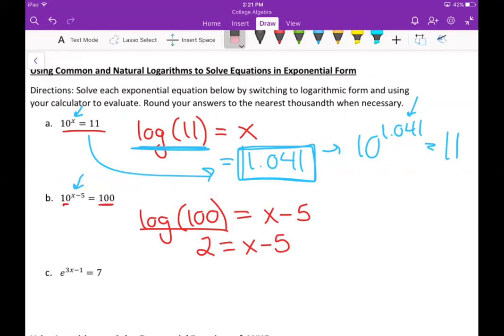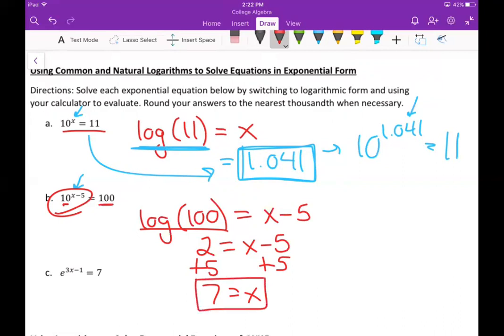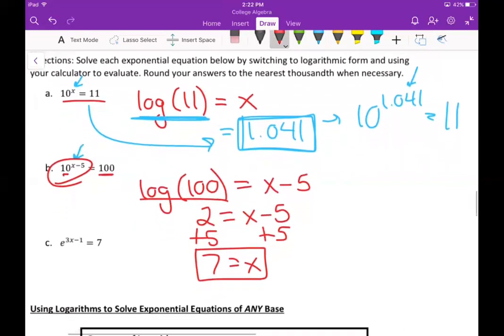Now our final step to solve for x is just to add 5 to both sides, and we see that we need an x equal to 7 here. And that makes sense. 10 to the 7 minus 5, which is 10 squared, would give us 100. But we have solved for that x by using logarithmic form, by using logs in our calculator.